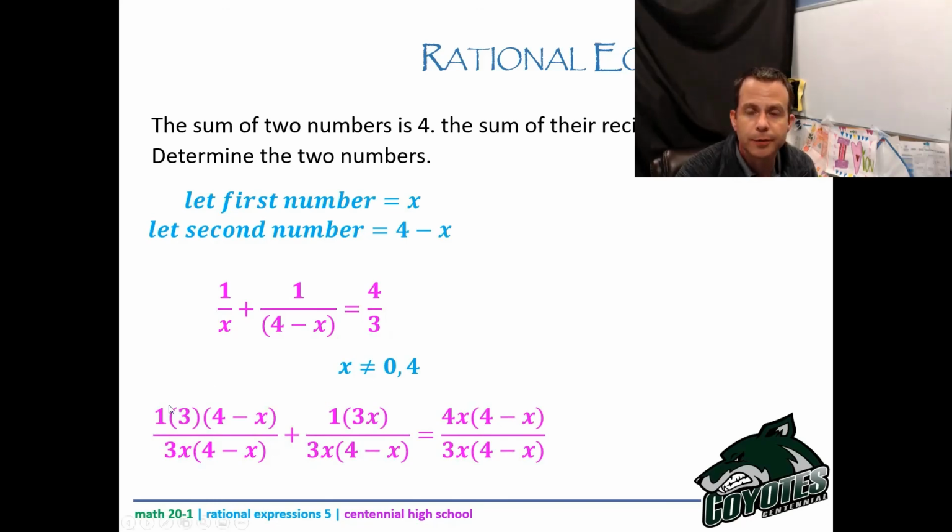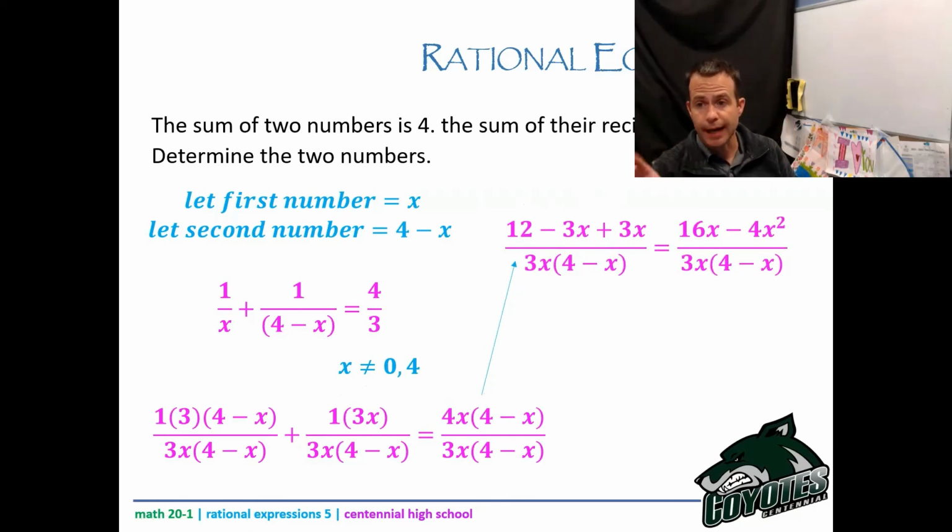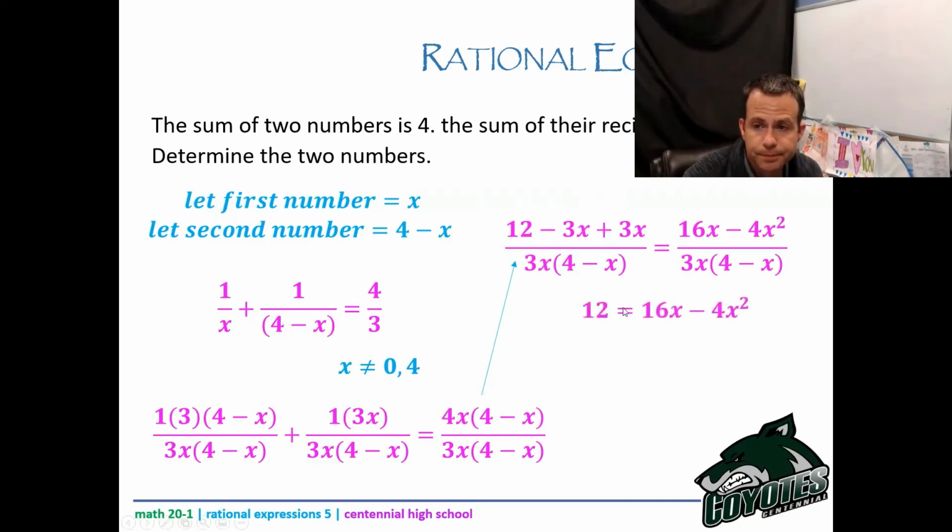I want to switch colors of my ink since I'm already in pink. Just a sec here. So 1 times 3 is 3. And then this is going to be 3 times 4, which would be 12 minus 3x. This will just be 3x. And this will be 16x minus 4x squared. Now, negative 3x plus 3x is nothing. So that actually just leaves me with 12. And I can pull my numerators out because I have a common denominator there. So that'll be 12 equals 16x minus 4x squared.